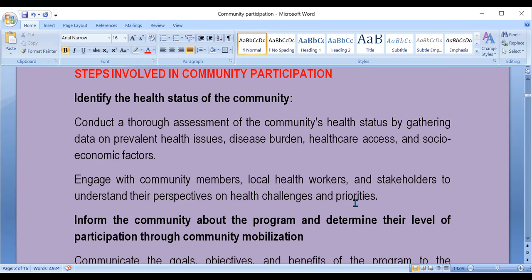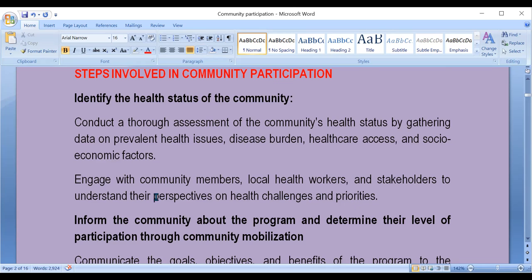You also look at socioeconomic factors. What is the poverty level? What is the poverty profile? Are they rich? Do they have access to socioeconomic activities? What type of food do they consume? All this will give you an insight and inform you of the level of health status in the community. So you will have to first of all identify the health status of the community.